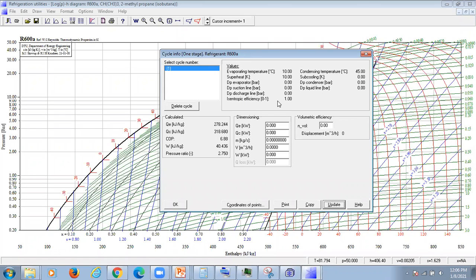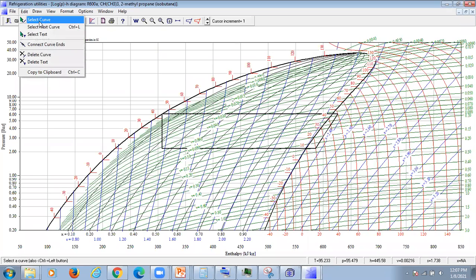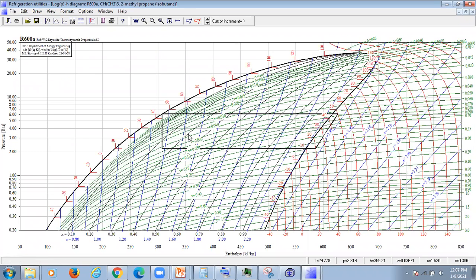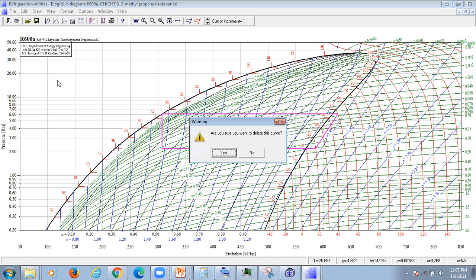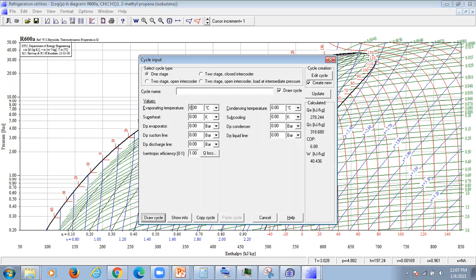Here isentropic efficiency I put as 1. Isentropic efficiency we put as 1. So if we delete this curve, okay, I'm going to delete this, because I'm going to draw one more here with this case.